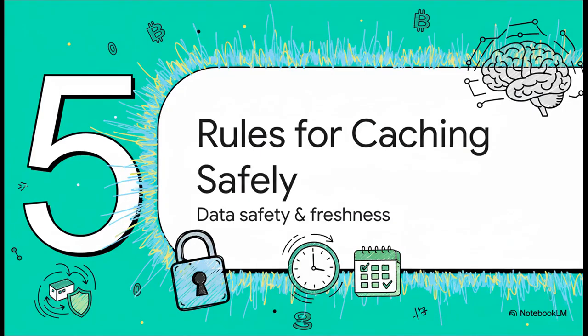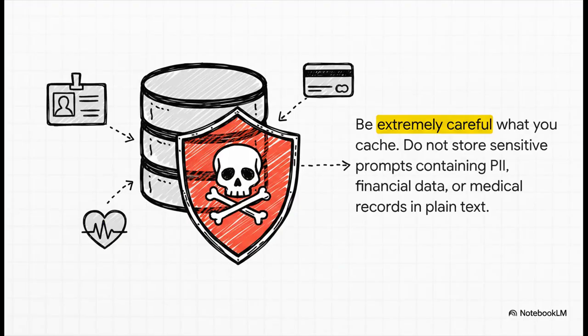Okay, this next part is extremely important. Section 5, Rules for Caching Safety. We need to talk about what not to cache and when to get rid of old data. And I cannot stress this enough. You have to be so careful about what you're putting in your cache. Just remember, a cache is just another type of database. And if that database is full of sensitive user info, well, you've just created a massive security risk for yourself.